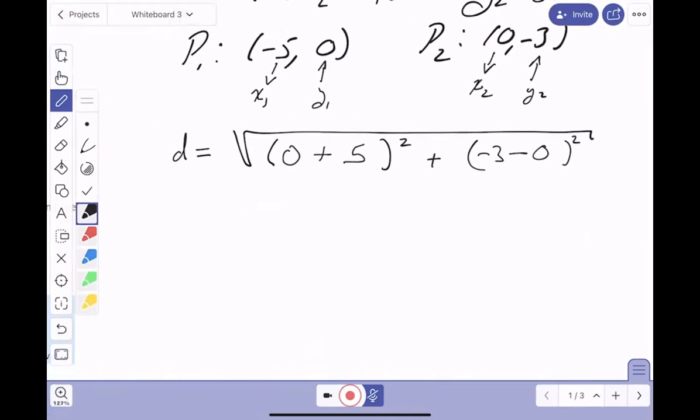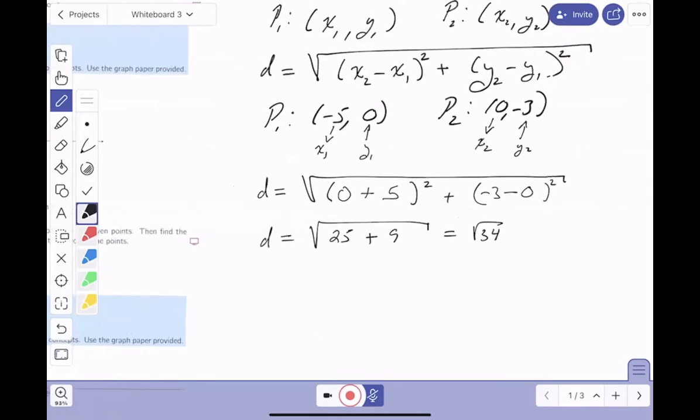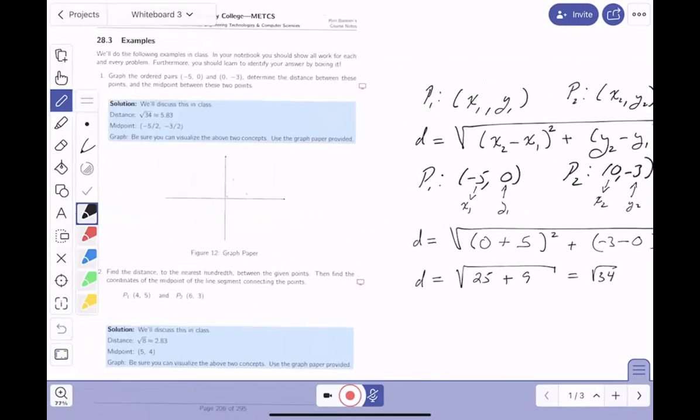Yes, you're expected to do the arithmetic. Let's write this down. D equals, let's see, 0 plus 5 is 5. 5 squared is 25. Plus -3 minus 0 is -3, and -3 squared is 9. So this will be root 34. All right. I want to go back and read the question, to see if I've done what they said to do.